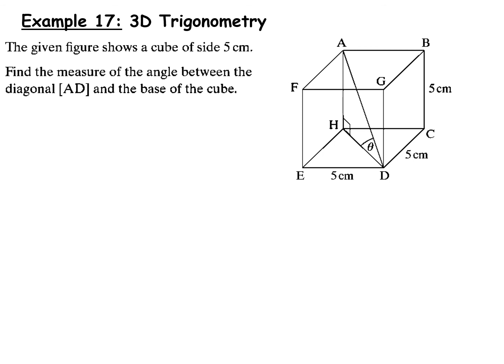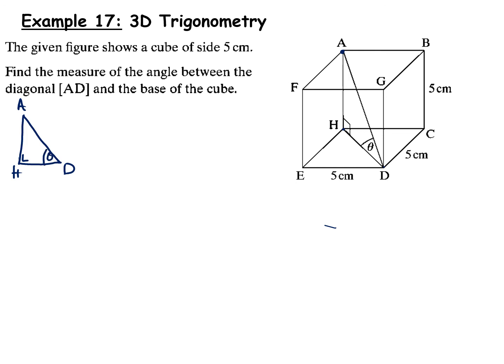It is a cube. The cube has sides of 5 centimeters, and we're trying to find the measure of the angle between the diagonal AD and the base of the cube, so theta that they have there. First thing we're going to have to work out is what do we want. So I'm looking at a triangle here that goes from A to H to D. It is a right angle triangle, and I'm looking for this angle theta here.